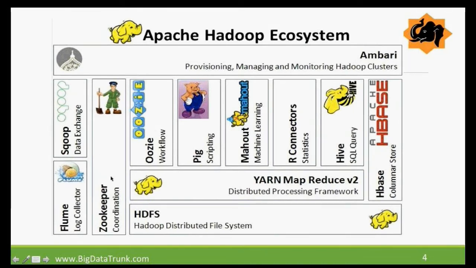Zookeeper is a coordination engine which really helps us coordinate all these different components. It's almost like a zoo which we have created with Pig, we have the elephant and all that. So definitely we need a Zookeeper, and that's what the Zookeeper symbol and this icon is doing.